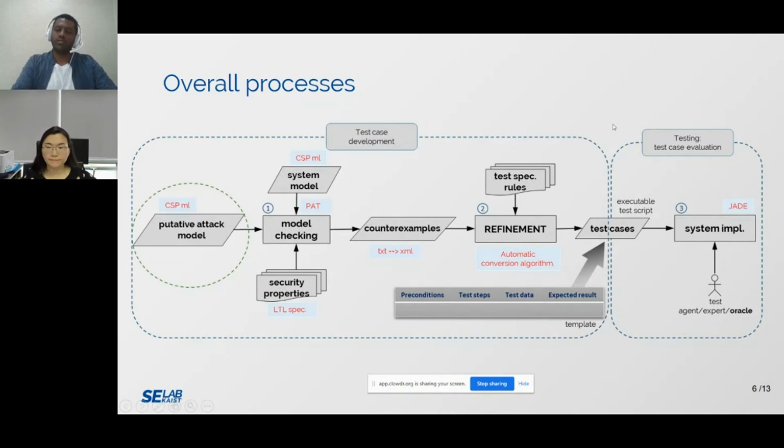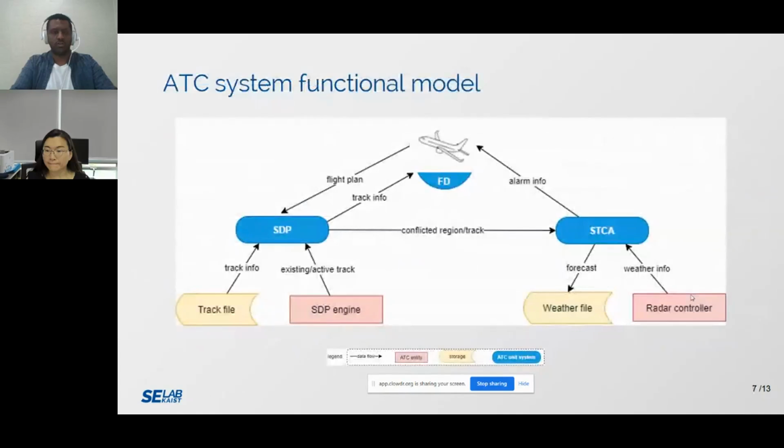Another part of our process is to simulate testing. For that purpose, we use JADE, the Java Agent Development Environment simulator, in order to specify the systems and also to simulate the behaviors by using the test cases we have generated from the counterexamples. So this is the whole process that we have demonstrated in our paper, and I will be giving some detailed information.